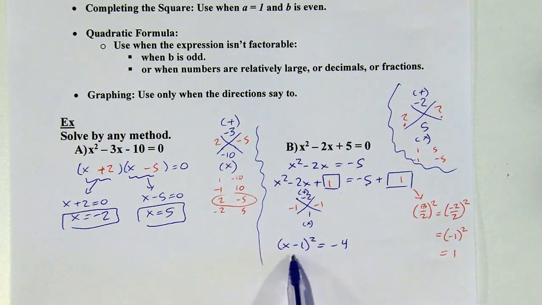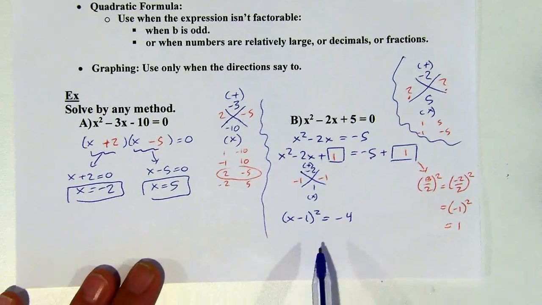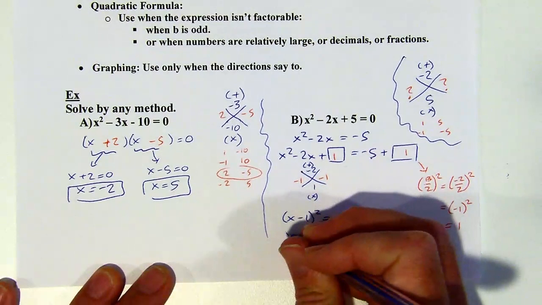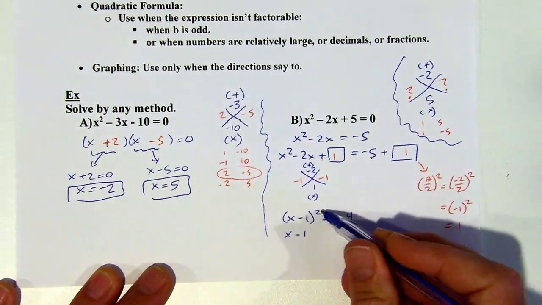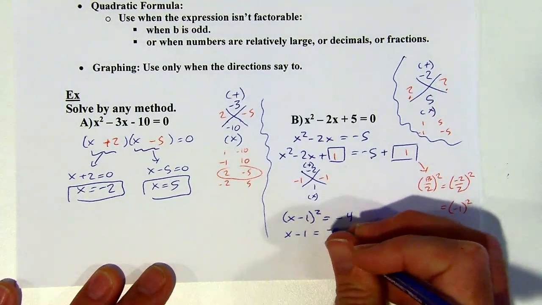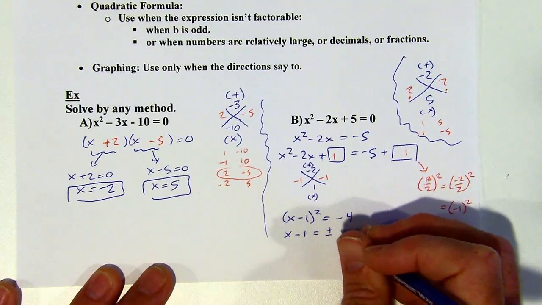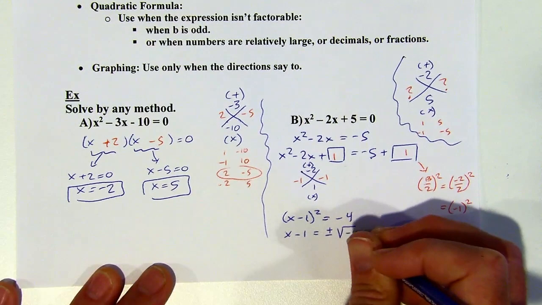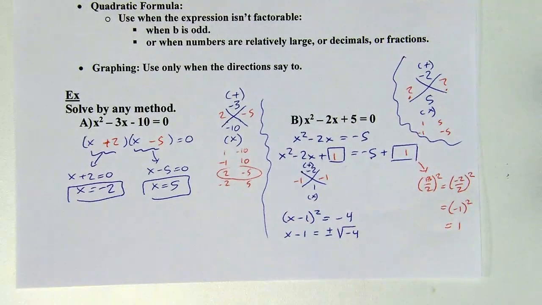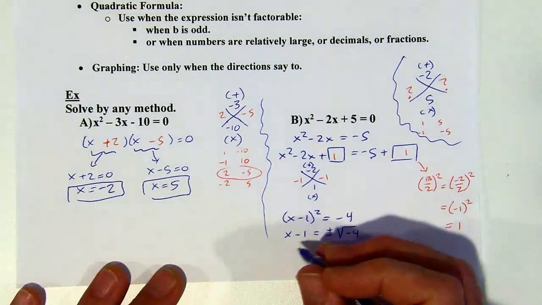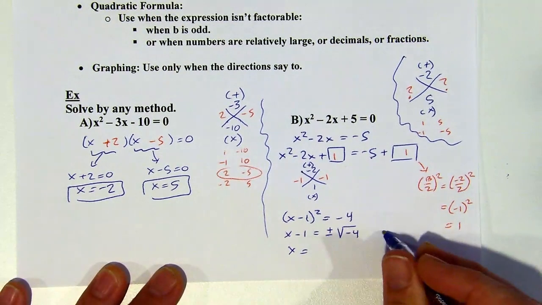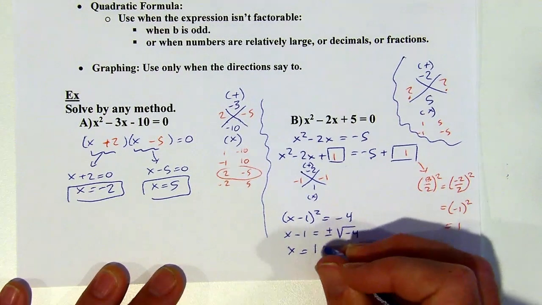Now that I've got this written as something squared, I can take the square root of both sides. On the left, when I take the square root, that's going to undo the square. On the right, I got to remember it's plus or minus the square root of -4. Now I want to set this equal to x, so I want to add 1 to both sides. You could add 1 to the end, but I like to add the 1 in before the plus minus.